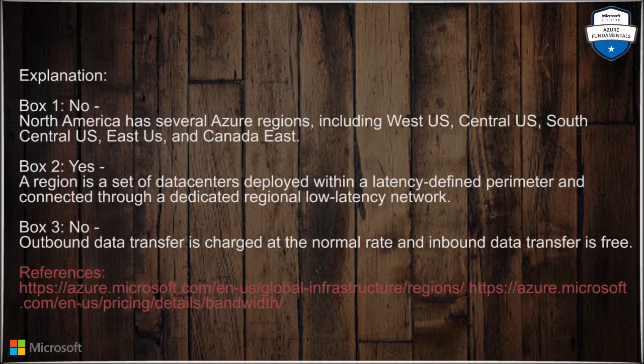Explanation: Box 1, North America has several Azure regions, including West US, Central US, South Central US, East US, and Canada East. Box 2, a region is a set of data centers deployed within a latency-defined perimeter and connected through a dedicated regional low-latency network. Box 3, outbound data transfer is charged at the normal rate and inbound data transfer is free.